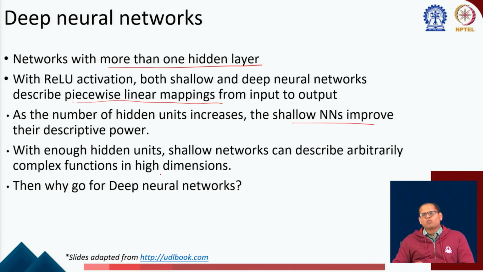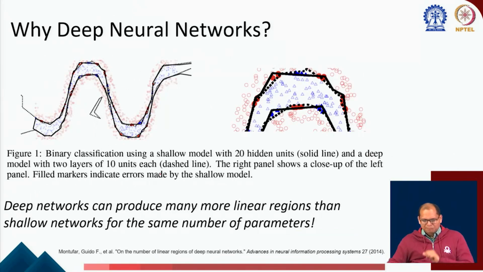The question is then, why do we go for deep neural networks? Let us start with a motivation for that. What I am showing here is a picture from a paper on the number of linear regions of deep neural networks, from NeurIPS 2014. There are two plots, actually the same plot, and then a close-up of the first plot.